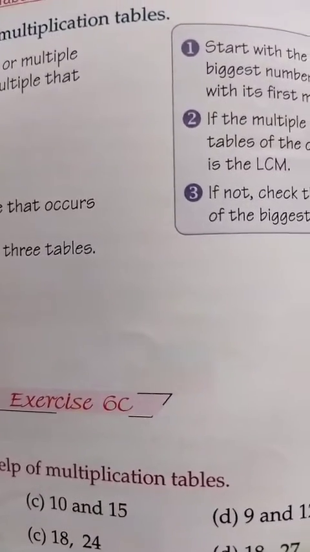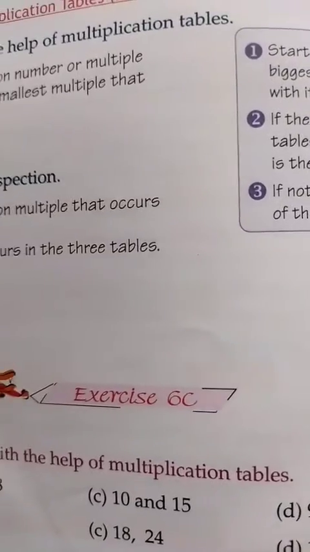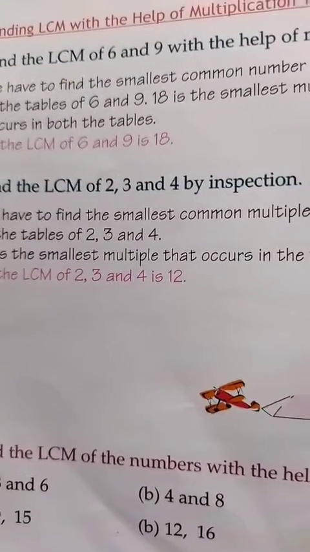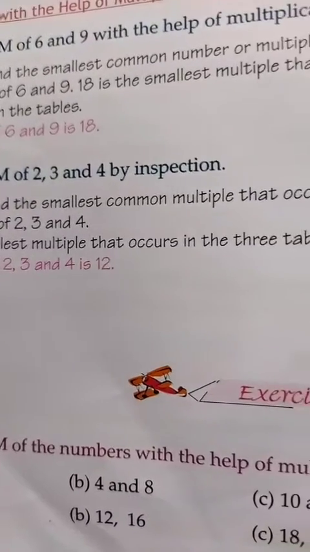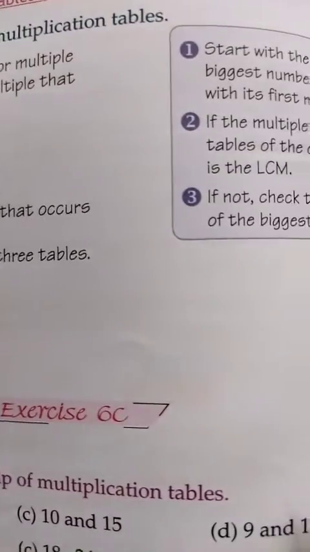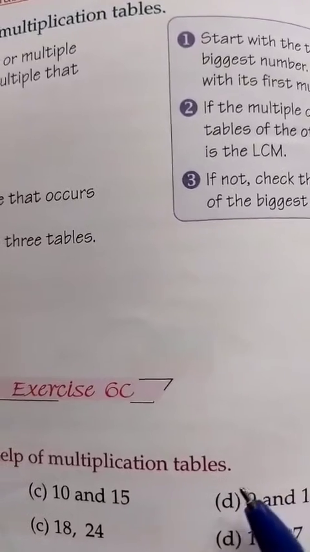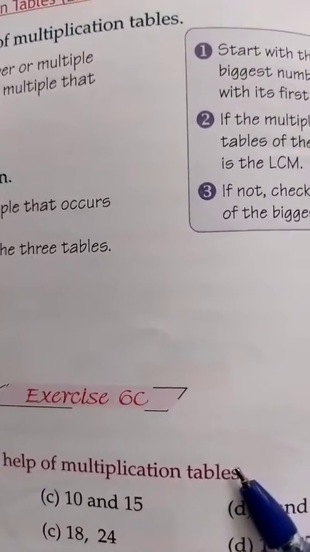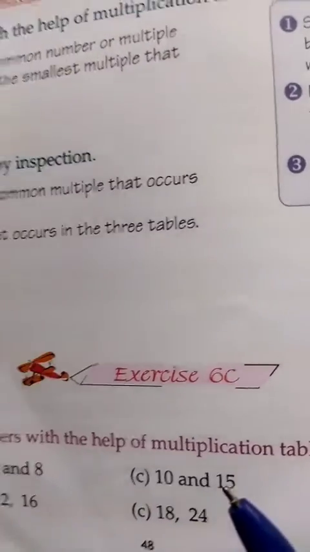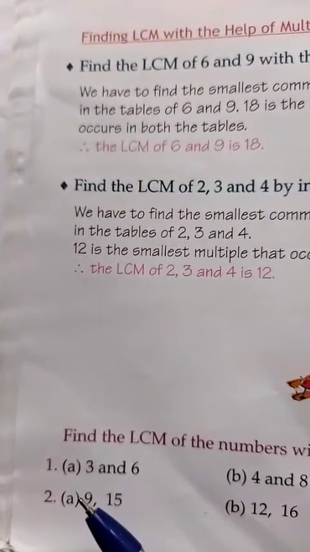I told you earlier the full form of LCM. LCM means least common multiple. So in this question we have to find the least common multiple with the help of the multiplication table. There is no need to solve these questions; only with the help of the multiplication table you have to find out the LCM. So how will you solve this?